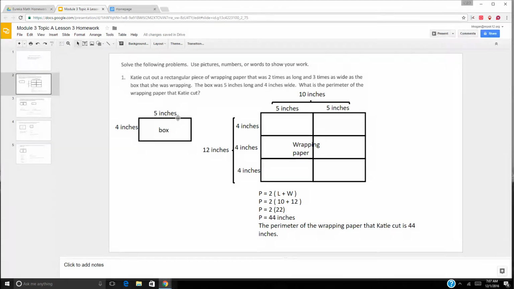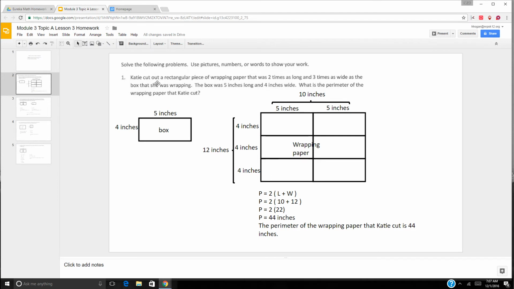So what I did was I took the 5 by 4 box, and it's 2 times as long, so I did 2, which is 5 and 5. And then 3 times as wide, 1, 2, 3. And it came to be 5 plus 5 is 10, 4 plus 4 plus 4 is 12. So it's a 10 by 12.